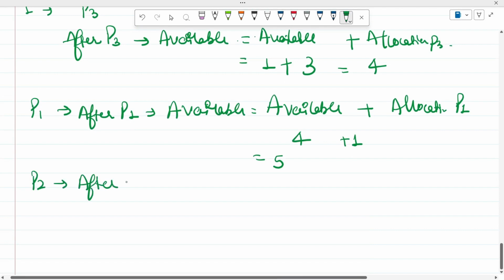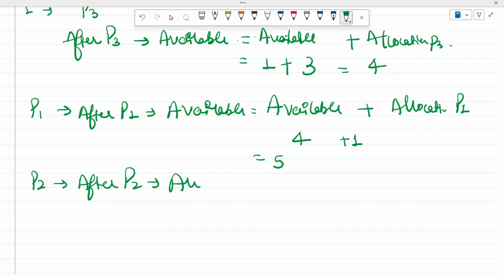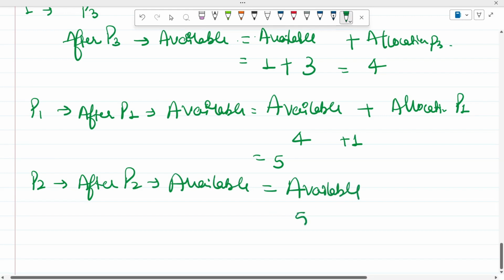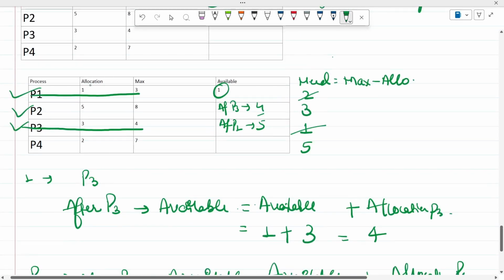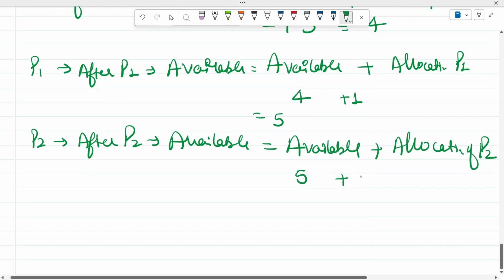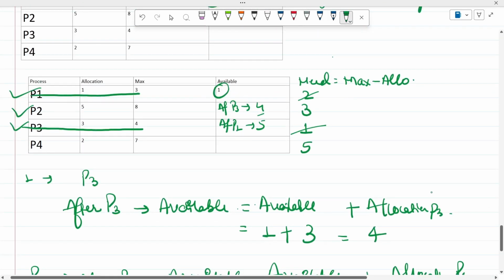After completion of P2, what is the available resource? How to calculate? The currently available value, which is 5, plus the allocation value of that particular process, P2. What is the allocation value of P2? 5. 5 plus 5 becomes 10. Now, after completion of P2, we have 10 resource instances available. Now P2 is also completed.